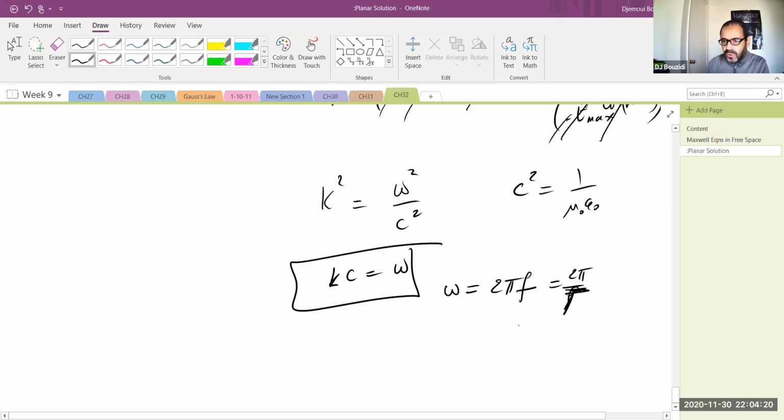The angular frequency. Because this is a cosine, this is a harmonic wave function. Okay, we still have 1 minute. Okay, allow me to finish that. And then k is what is known as the wave number, 2 pi over lambda.